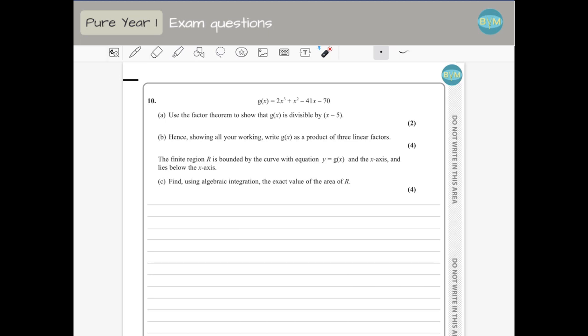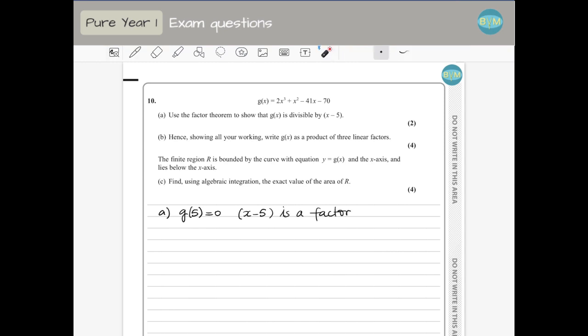Hello, this is question 10 on your June 2020 or November 2020 paper from Edexcel, the AS paper. You have this function here. You have to use the factor theorem to show that g(x) is divisible by x minus 5. Remember, the factor theorem tells you that if g(5) is 0, x minus 5 is a factor.